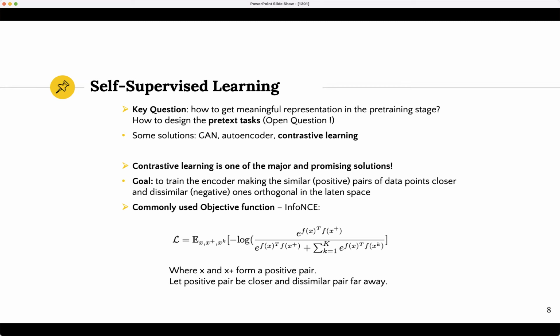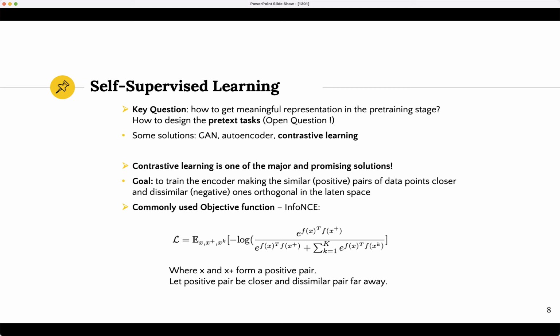The key question for self-supervised learning is how to get meaningful representation in the pre-training stage. The equivalent question is how to design the pretext tasks. Generally speaking, it's still an open question, either for computer vision or for this new field, human activity recognition.